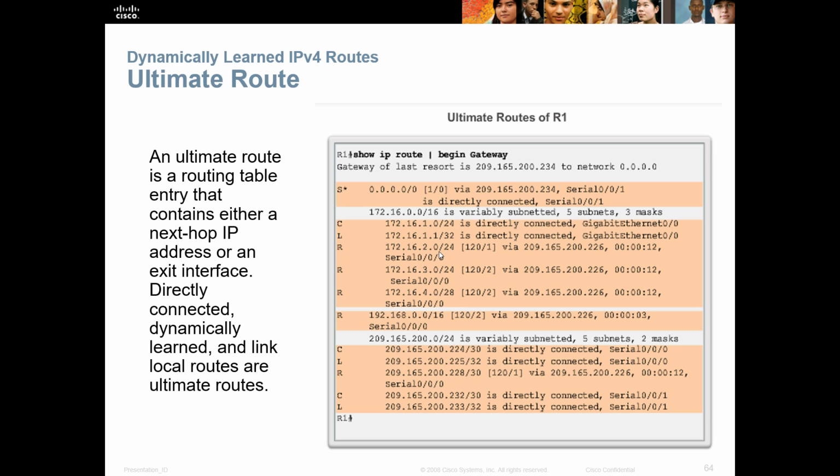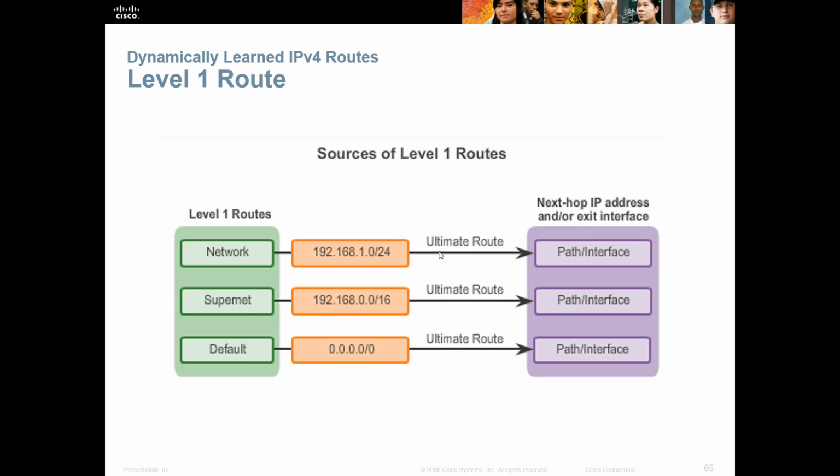The ultimate routes are the parent routes. An ultimate route is a routing table entry that contains either the next hop or an exit interface. So network, the ultimate route will be the path interface. A supernet is again a larger network and the path. The default will be the zeros, any network with any subnet, the ultimate route, and the path.